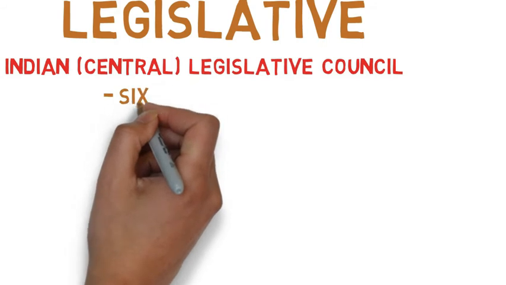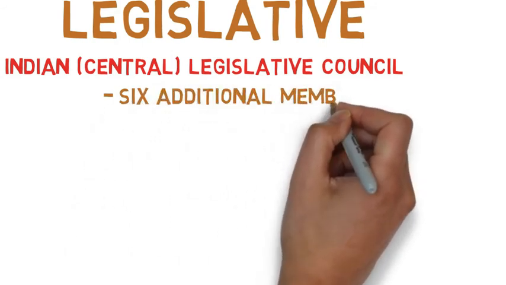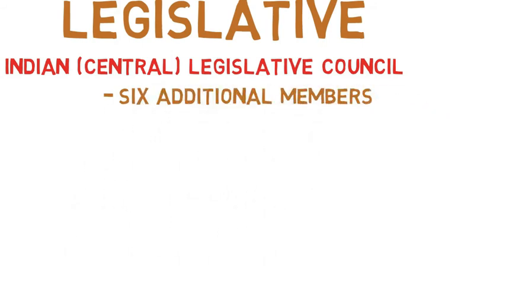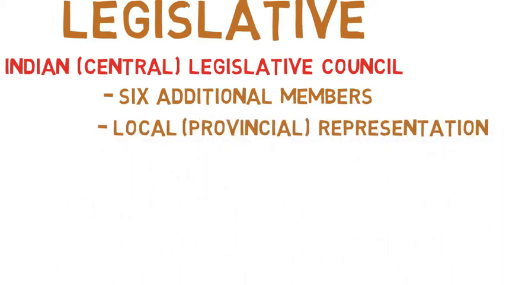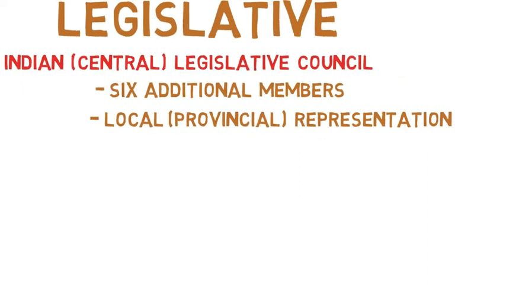The separate Legislative Council with 6 additional members came to be known as the Indian Legislative Council. The Act also allowed for local representation in the Legislative Council. The word local did not mean Indians, it meant the members appointed by the provincial governments.